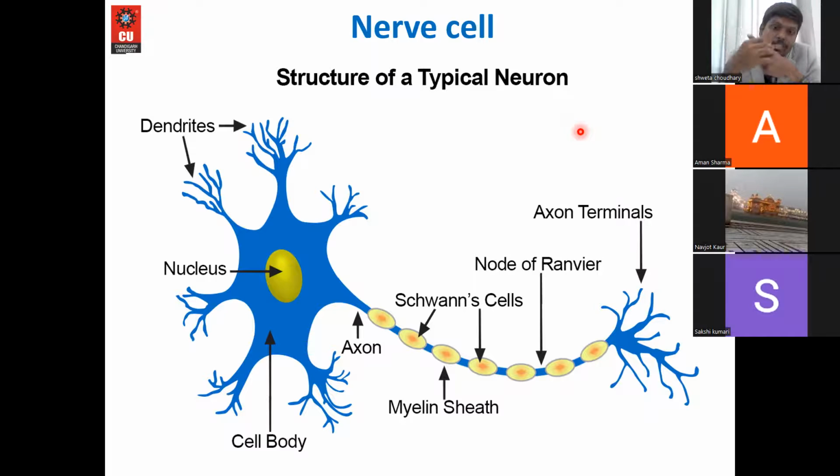So what is the significance of myelin sheath? Myelin sheath will eliminate any possible interneuron short circuits. That interaction can be eliminated with the help of having a proper myelin sheath. Now, there might be some conditions where this myelin sheath will be destroyed. In those conditions, we will have permanent spasms in the patients.